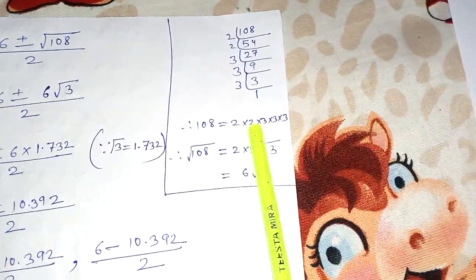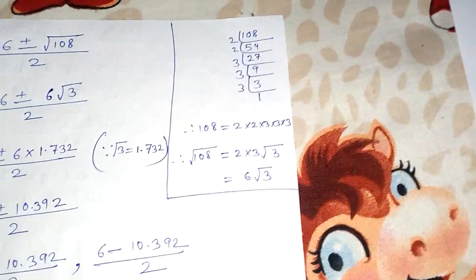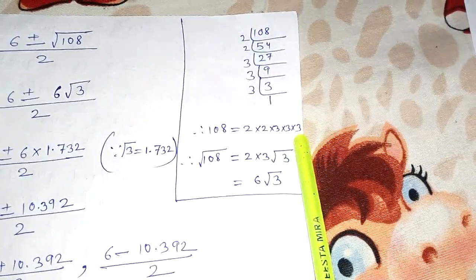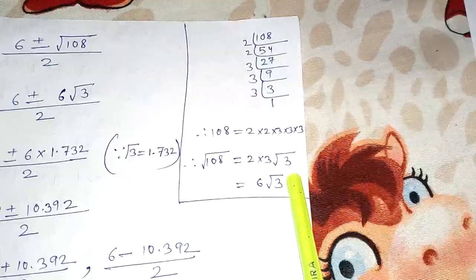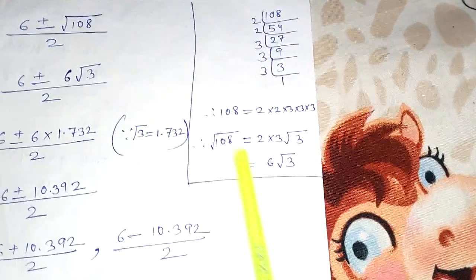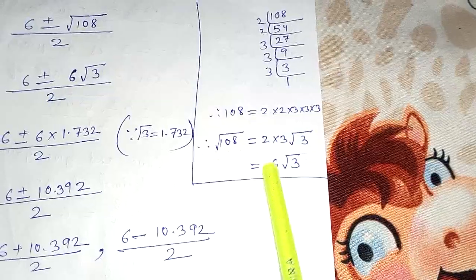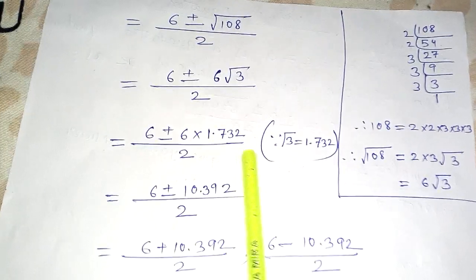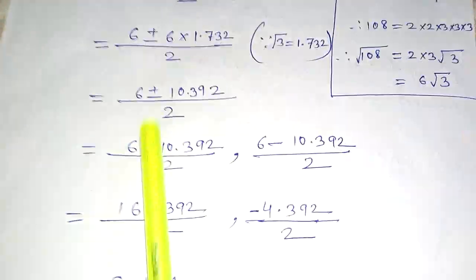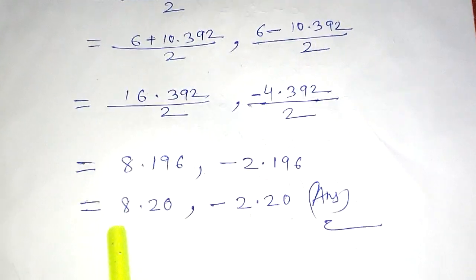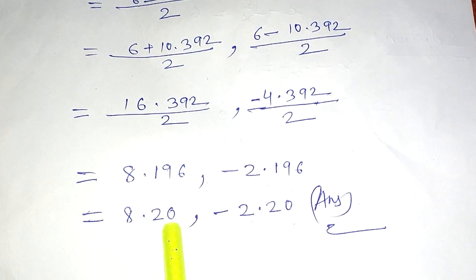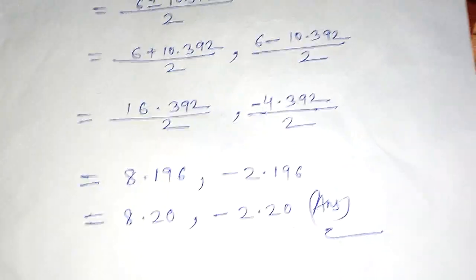So here, out of two 2's, one 2 comes out and one 2 vanishes. Out of two 3's, one 3 comes out and one 3 vanishes. But one 3 had no pair, so it was locked inside the root. So finally root over 108 became 6 root 3, and the value of root 3 you can see in the table book, and that is 1.732. Then we multiplied, and we separated the plus and minus numbers, which is a recap of the last video, and finally we got the answer. There are 3 decimal places, but we always have to convert it into 2 decimal places. So in the approximate way, this is our answer.